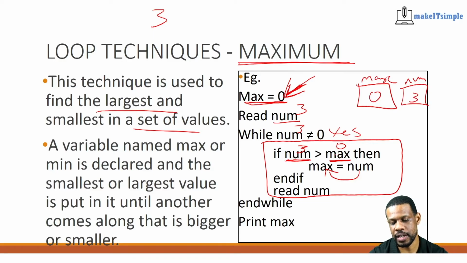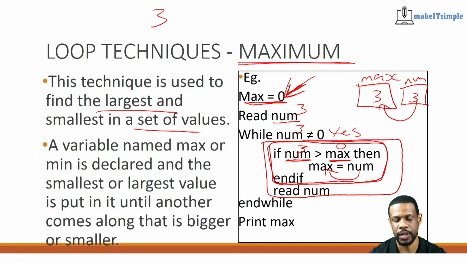Is 3 greater than 0? Yes. Take the number that's inside num and put it inside max. And that's now going to change the max to 3. So now max is 3, and this little if statement here will end. This here is the real power because this makes the choice of if it's bigger or smaller. Then we read the number again.